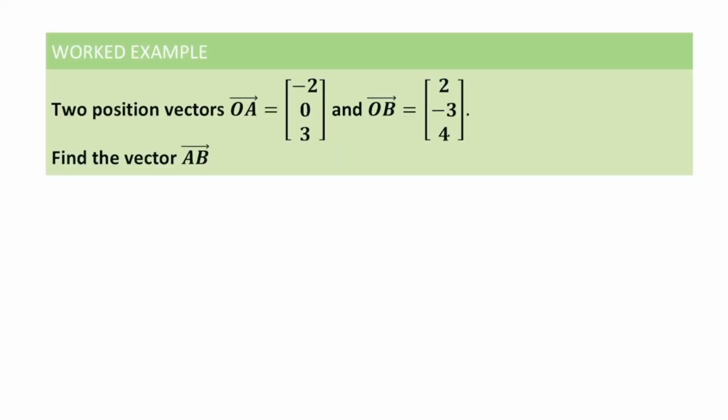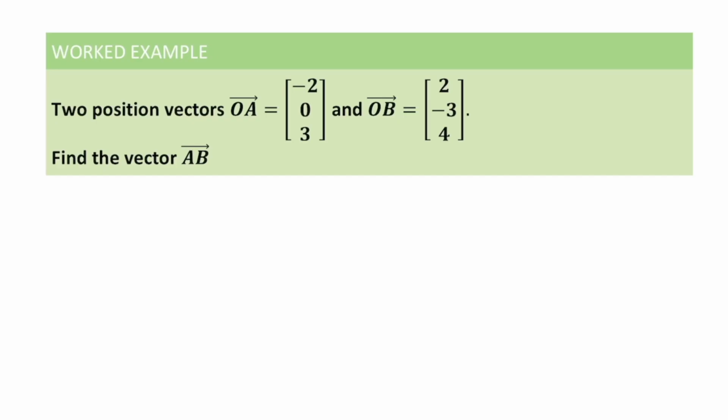Let's get into it. Two position vectors, OA is equal to minus 2, 0, 3, and OB is equal to 2, minus 3, 4. I want to find the position vector from A to B. Now, a really stock standard question, a really core part or a fundamental skill for a lot of our vectors work, and it might be something you remember from Unit 1.